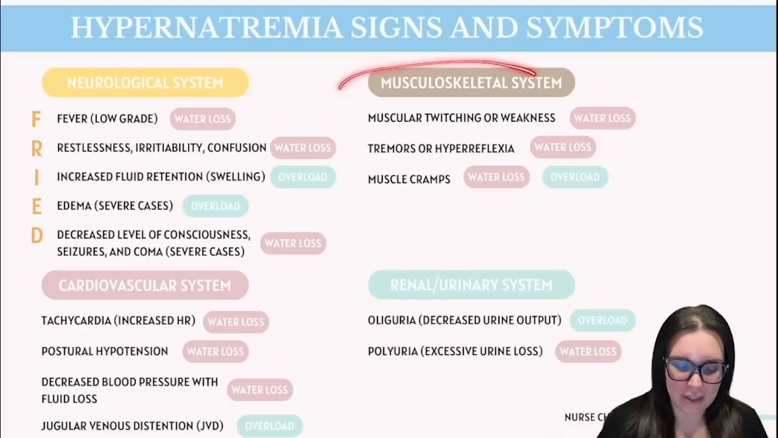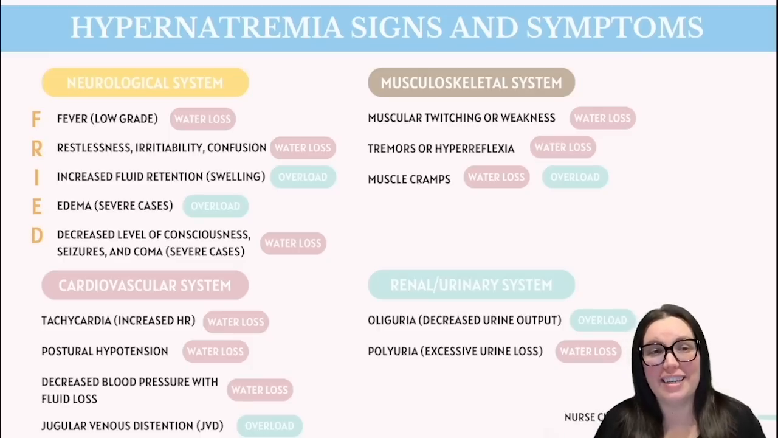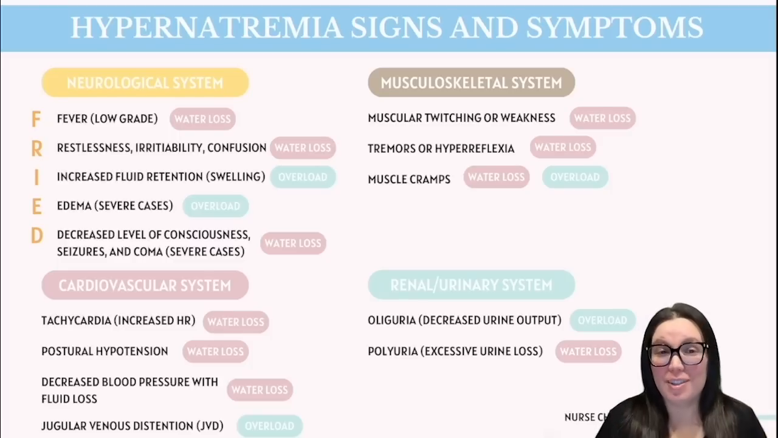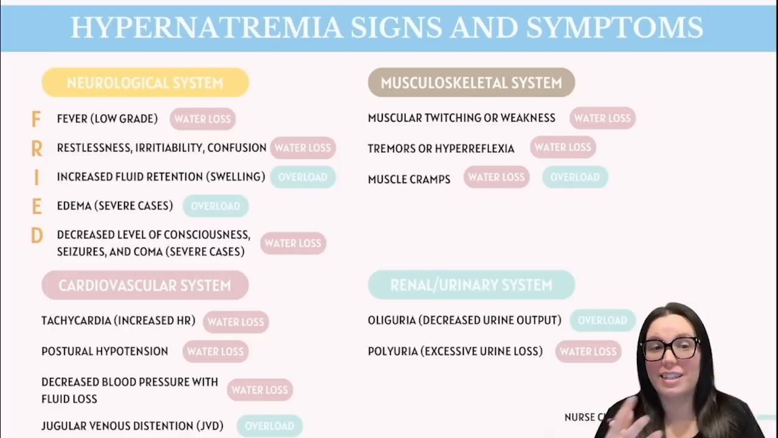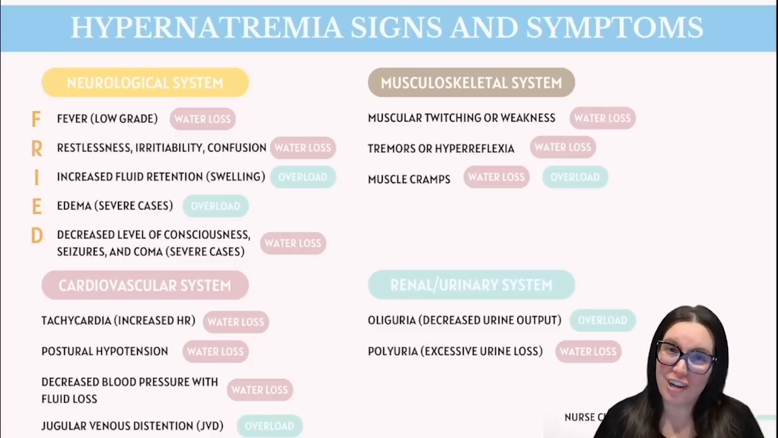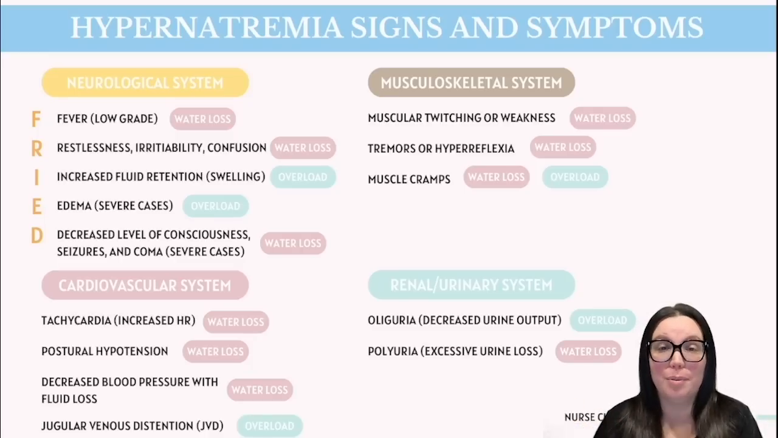When it comes to our musculoskeletal system, hypernatremia can lead to muscle twitching, weakness, and cramps. And here's why. Muscle contraction and nerve signals rely on a balance between sodium and potassium. These two electrolytes work together with something called the sodium-potassium pump, which helps regulate electrical impulses for muscle contraction. When there's too much sodium in the blood, especially when we have water loss on top of that, this pump gets thrown off balance. This can lead to muscle weakness, twitching, as well as cramps.